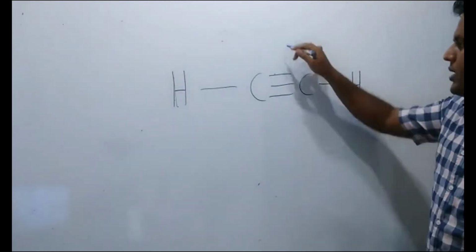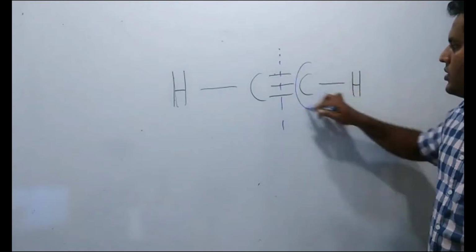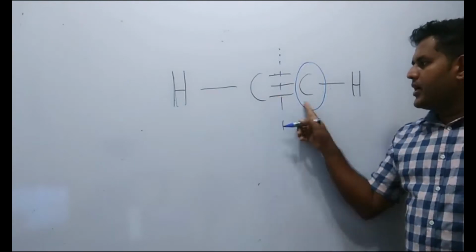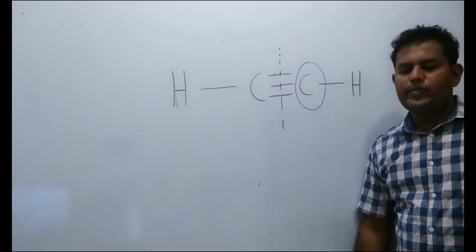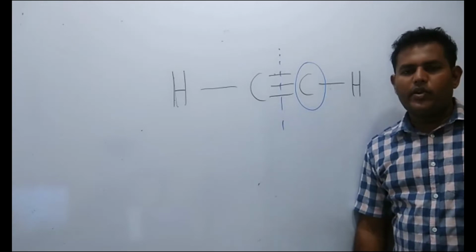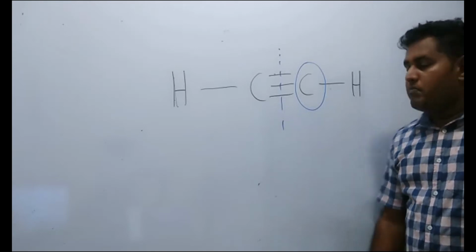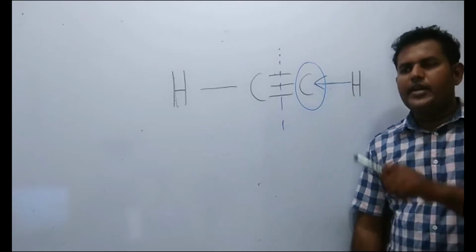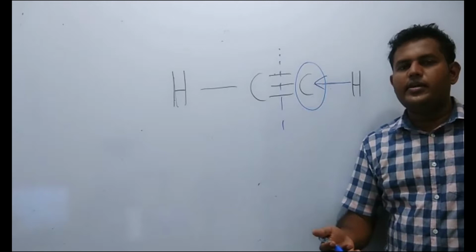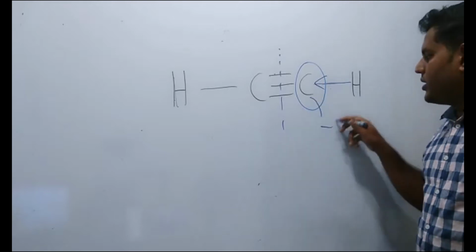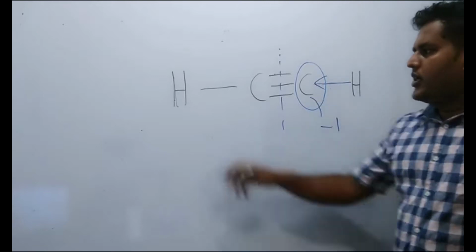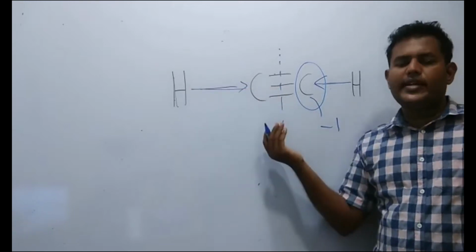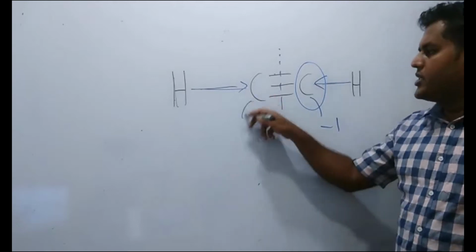Now what about this carbon? If you get the oxidation number, carbon to carbon, there's no electron flow. Carbon to carbon, there's no electron flow. But from hydrogen to carbon, it gains electrons. From hydrogen to carbon, it gains electrons. Carbon gains electrons, so the oxidation number is -1. Here also, from hydrogen, carbon gains electrons. So this is -1.